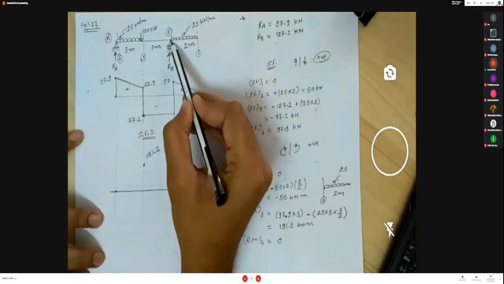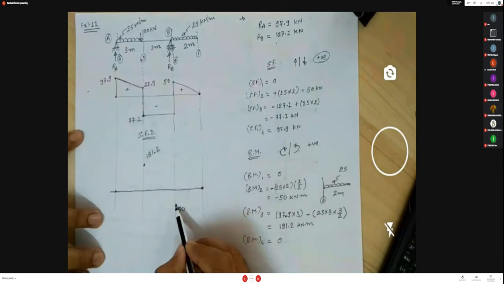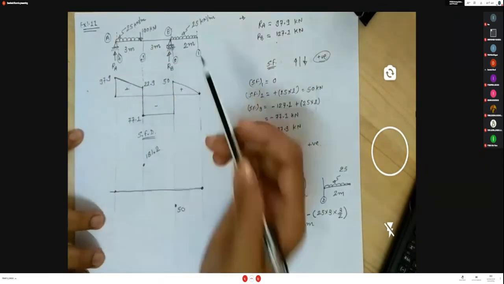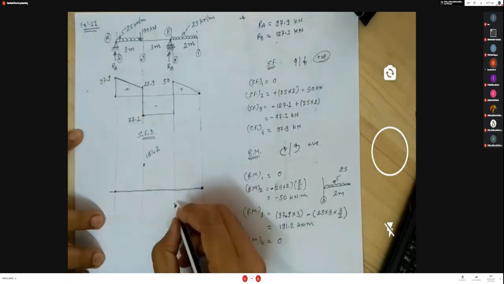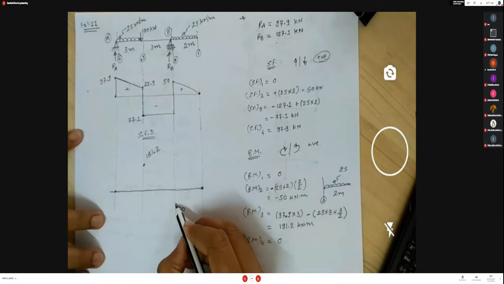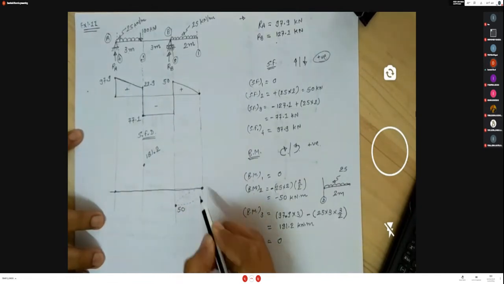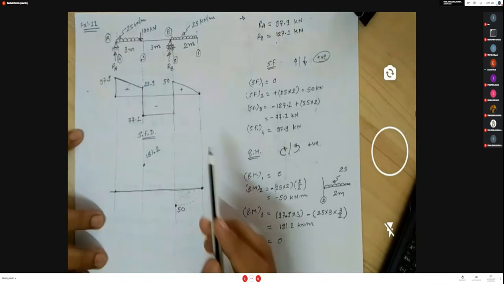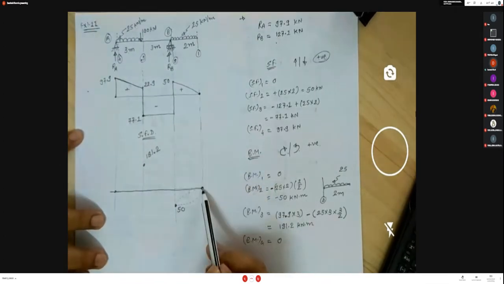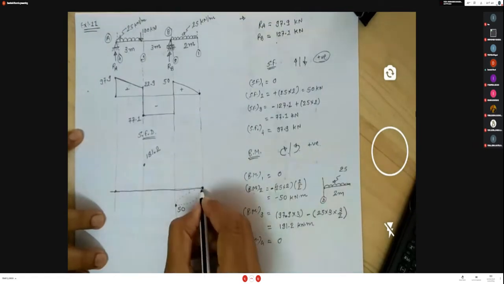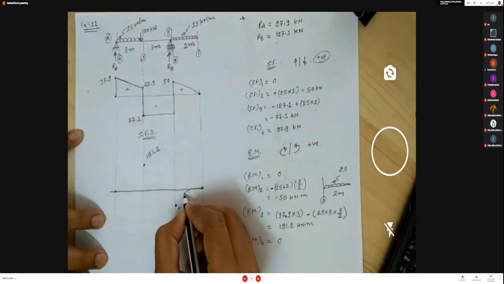So between 1 and 2, these two points are connected with a parabolic curve because here the loading is UDL. You have to connect using a parabolic curve. Now you can connect a parabola in two ways: first one is this, second one is this, downward curvature or upward curvature. But here the shear force value is 0, so the slope at that point is 0. So that's why we connect the parabolic curve like this.